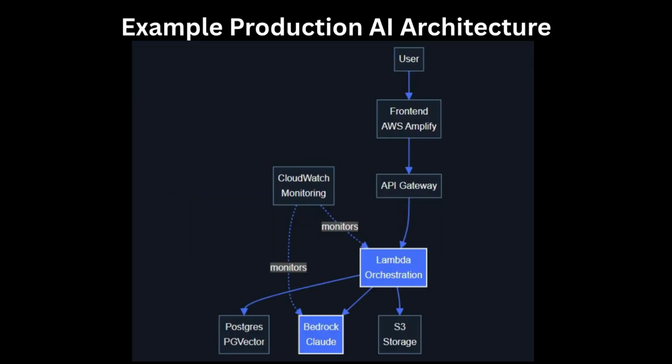Example: production AI architecture. Finally, let's look at a production-ready architecture. The front end is hosted using AWS Amplify. API Gateway provides the API layer, and Lambda handles orchestration. Bedrock performs AI inference using Claude. Postgres with pgvector is used for structured and vector data storage. S3 is used for storing documents and artifacts. Monitoring is handled by CloudWatch. This architecture is fully serverless, scalable, and cost-effective.